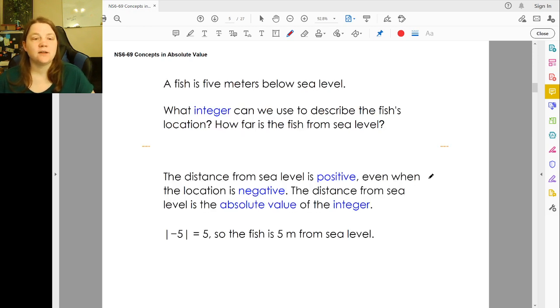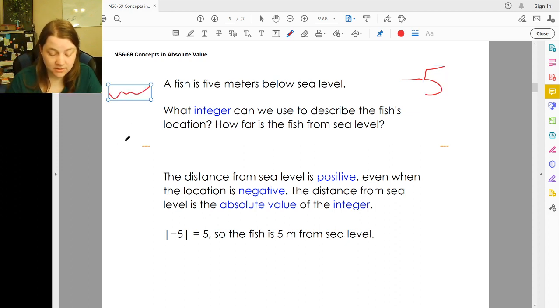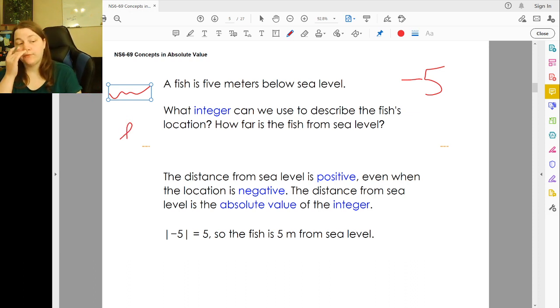A fish is 5 meters below sea level. We can use the integer -5 to describe the location. So the distance from sea level is always positive, though. If we want to know how far the fish has to swim to get up to sea level, we're not going to say the fish has to swim -5. That's silly. It's just going to be 5 meters. The fish is 5 meters from sea level.